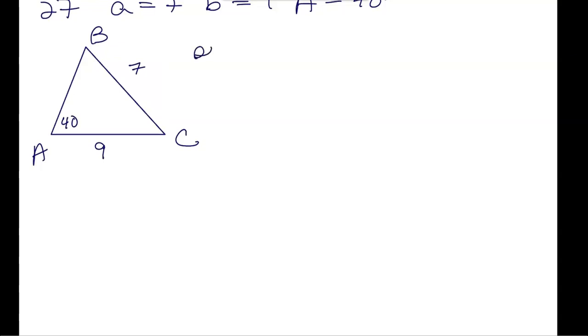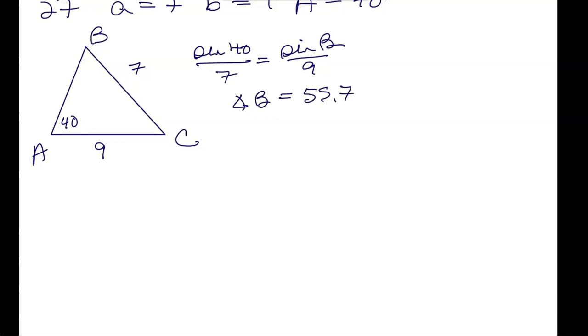So I set up my magic pair: sine of 40 over 7 equals sine of B over 9, and I get angle B is 55.7. Now, when I take 180 minus 55.7, I find that the supplement is 124. If I add 40 to that, I'm still under 180. So therefore, I am going to have two triangles. So I'm going to start building my two triangles right away.